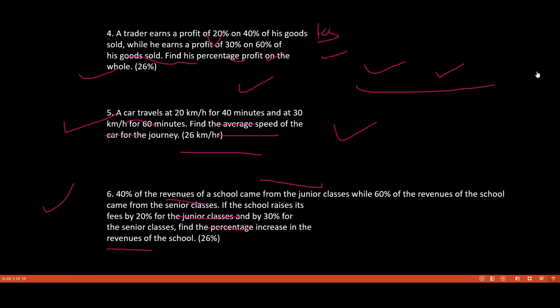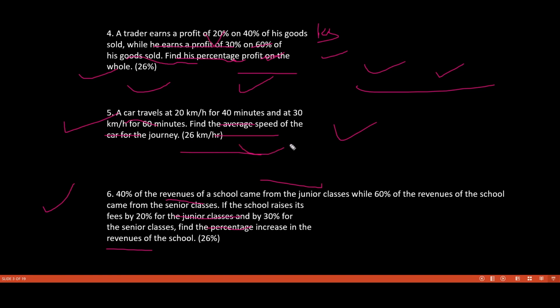So for example, this question: a trader earns a profit of 20% on 40% of his goods, while he earns a profit of 30% on 60% of his goods. So find his percentage profit on the whole. All right. So these kinds of questions can also be solved through mixture and alligation.